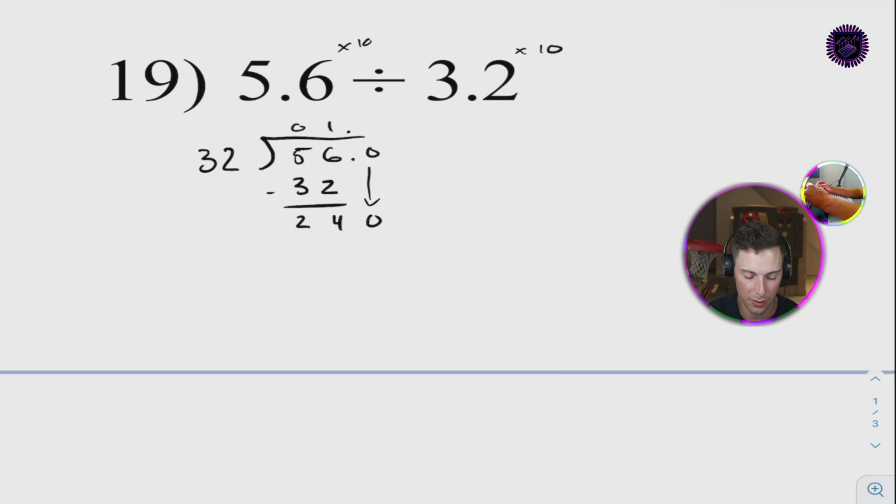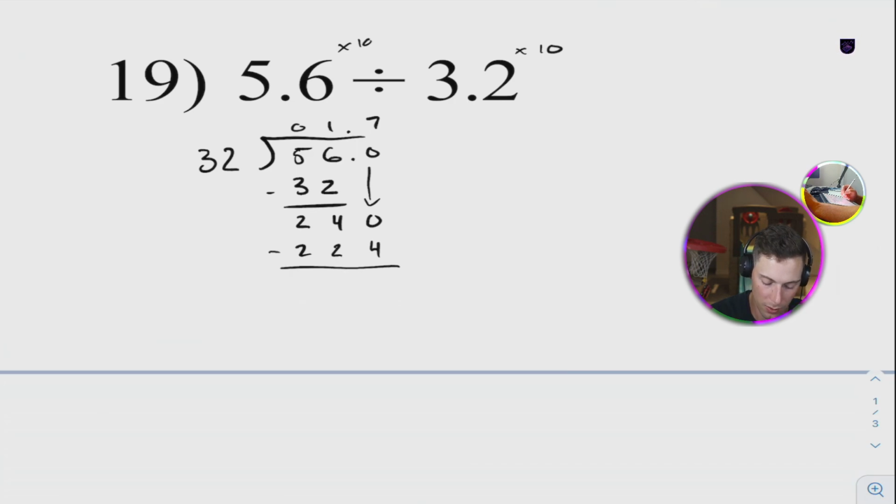5 times 6 times 7. 7 times 3 is 21. 7 times 2 is 20. Let's try 7. I don't know if my math is slow here. 7 times 2 is going to be 14. Carry the 1. 7 times 3 is 21. 224. 224. 7 times 2 is 14. 7 times 3 is 21.